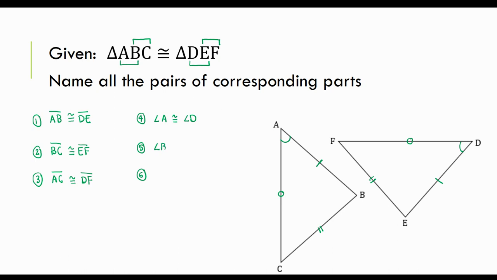So that means that angle B gets to be congruent to angle E. Notice how they are both in the middle of those triangles. And so that leaves us with angle C being congruent to angle F. So there are my 6 pieces that make up the triangles. Those are all the pairs of corresponding parts.